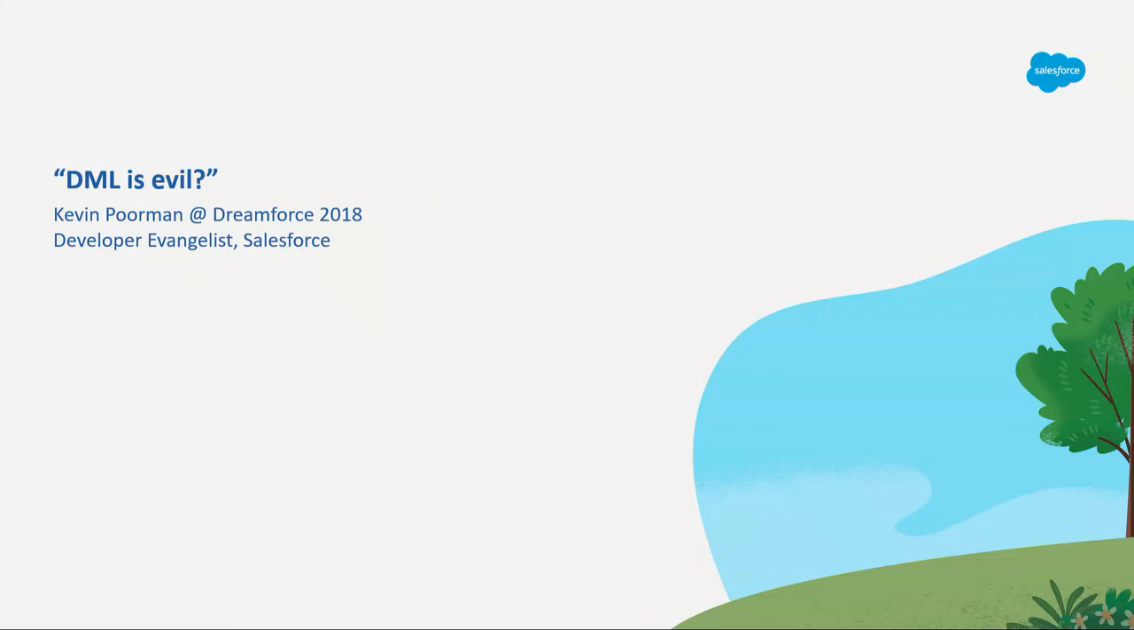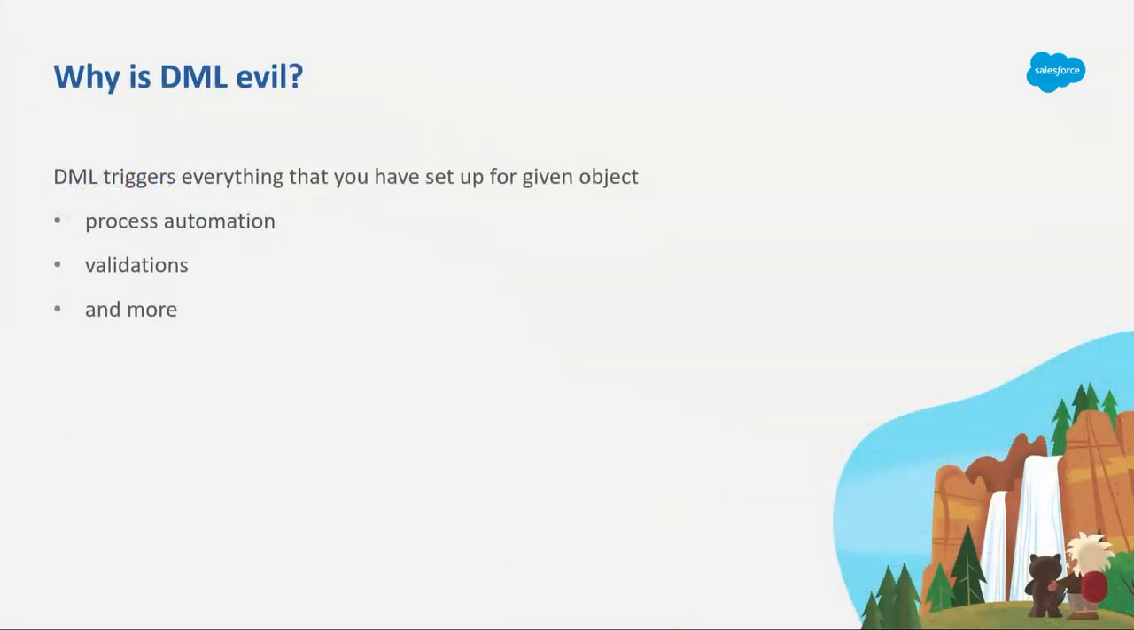But it's such a powerful tool that you should really think about when to use it, especially because there is a lot of things going on when you do the DML. So DML triggers everything that you have set up for a given object. It might be a single line of code in your trigger, let's say update a list of records, but in a sense it runs all the process automation, all the triggers, all the workflows, all the processes, and then all the validation, duplicate rules, whatever you have set up. So even though it's just a single line of code, it's a lot of things going on.